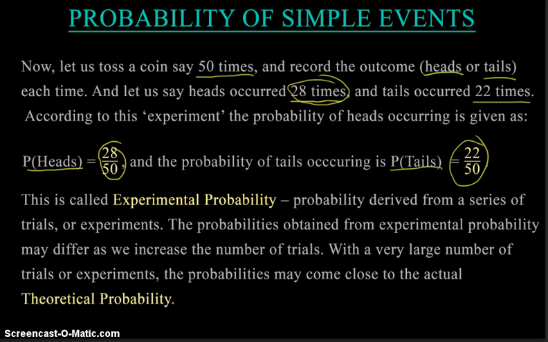So this is called experimental probability. Probability derived from a series of trials or experiments. So the probabilities obtained from experimental probability may differ as we increase the number of trials. So with a very large number of trials or experiments, the probabilities may come close to the actual theoretical probability.